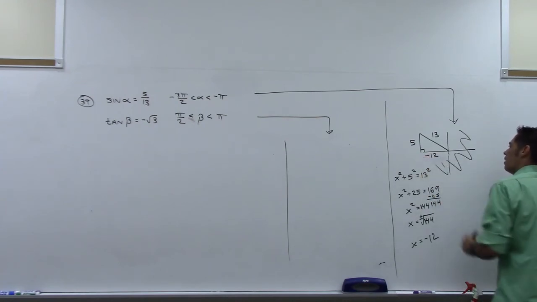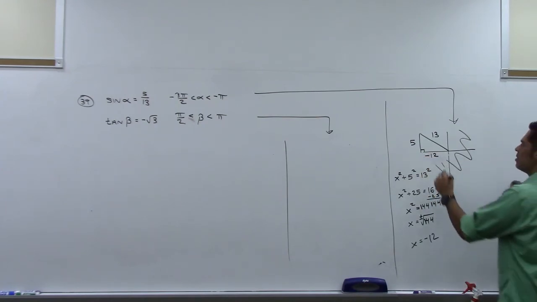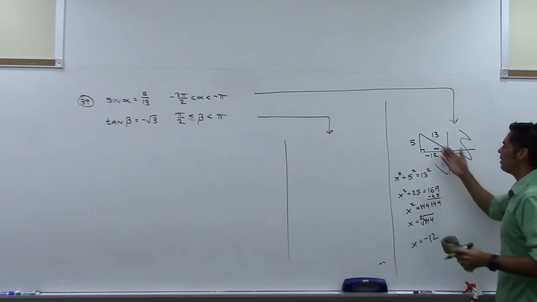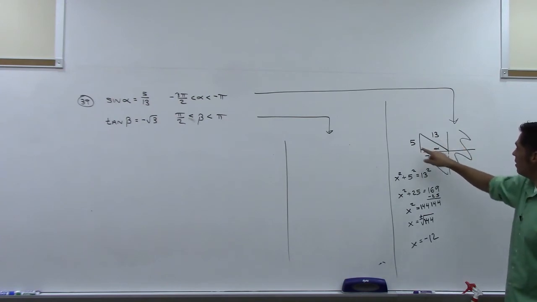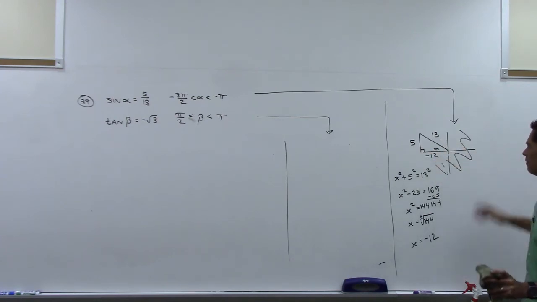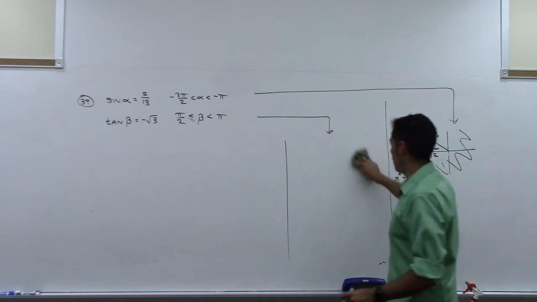Negative 12 there. And so now, you know, this is alpha, right? So we have everything we need. We know sine of alpha is this over this. Cosine of alpha is this over this. Tangent of alpha is this over this. So we have everything we need to know to answer any of the questions.